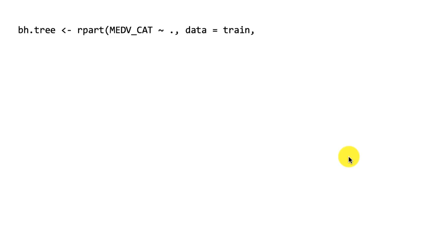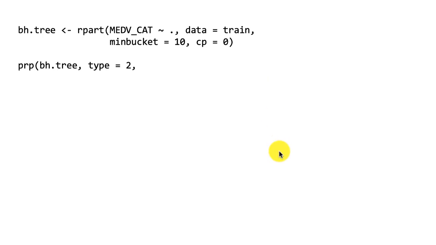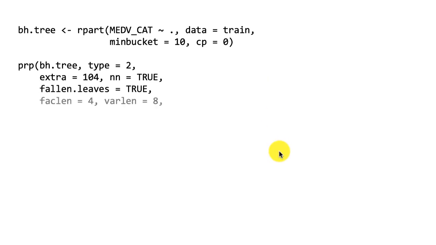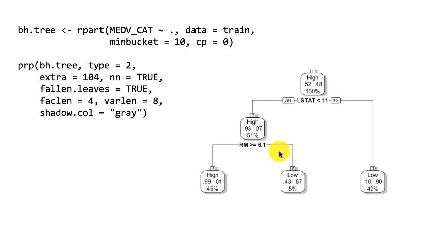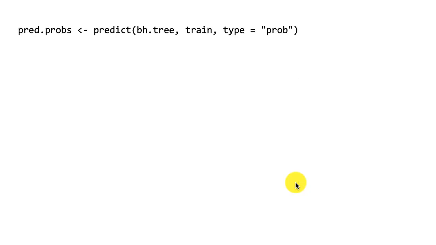Okay, so now once again, we are building the tree. This time we are building the exact same tree, minbucket equals 10. So this is going to build the same tree that was built earlier. And we're printing the tree. Of course, we're going to get the same result as what we got earlier. So we've built the tree. Now we want to generate the ROC chart.